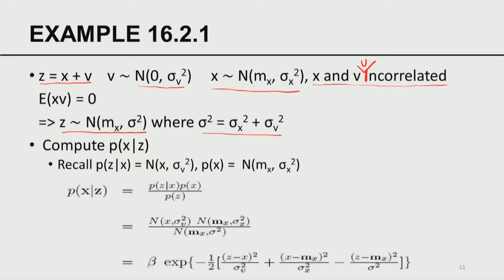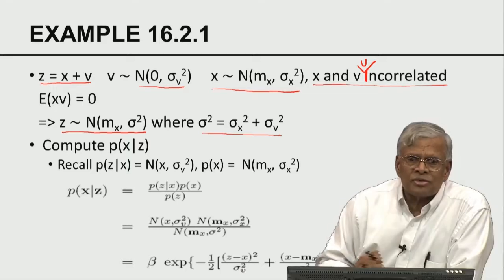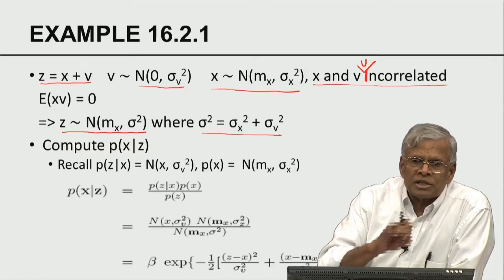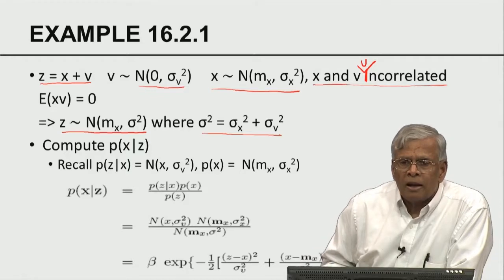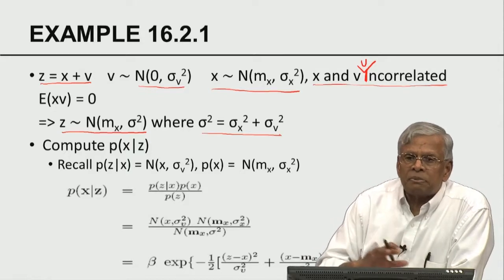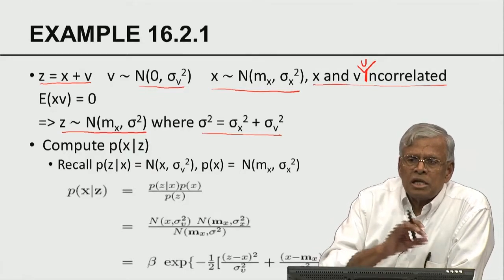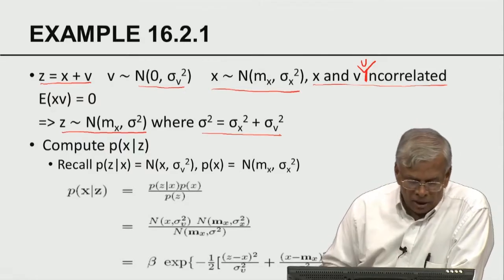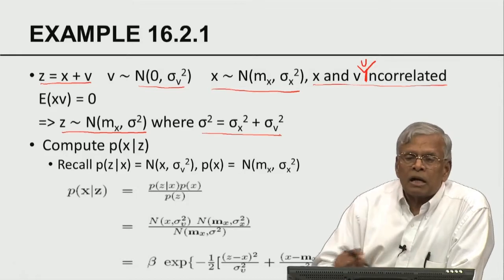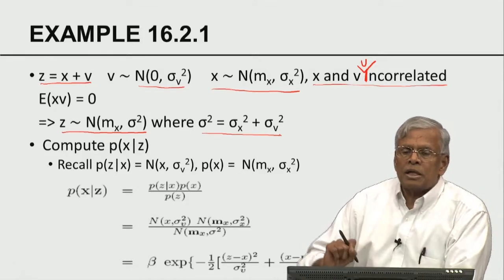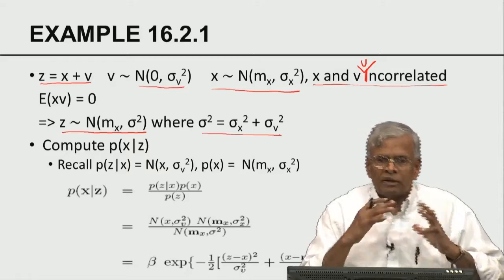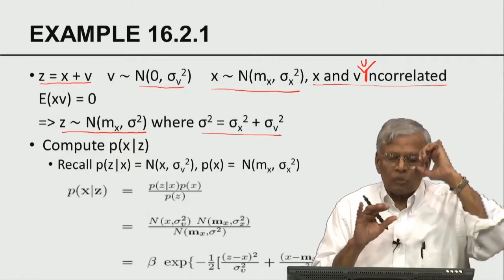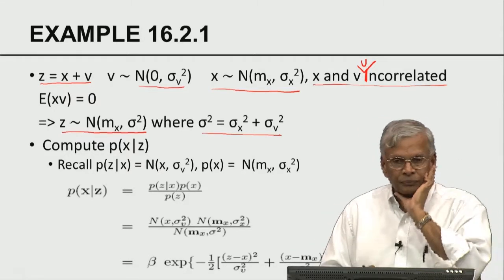Here the mean of the sum is the sum of the means. The variance of the sum is the sum of the variances. This happens because in this simple case, z is the sum of x and v, x and v are both Gaussian, and x and v are uncorrelated. If they are correlated, the expression for the variance will be different. We are considering only the simplest possible case.